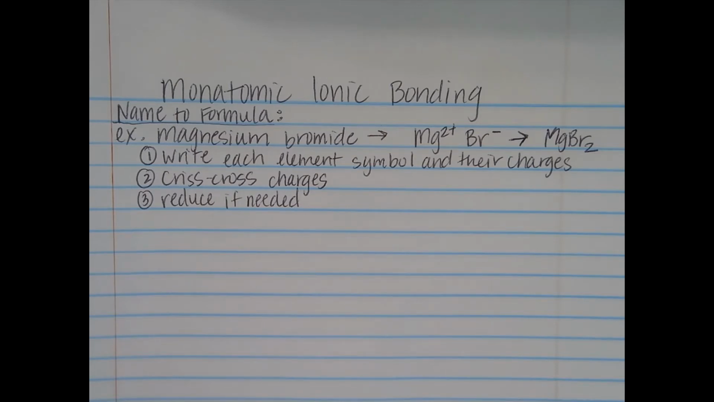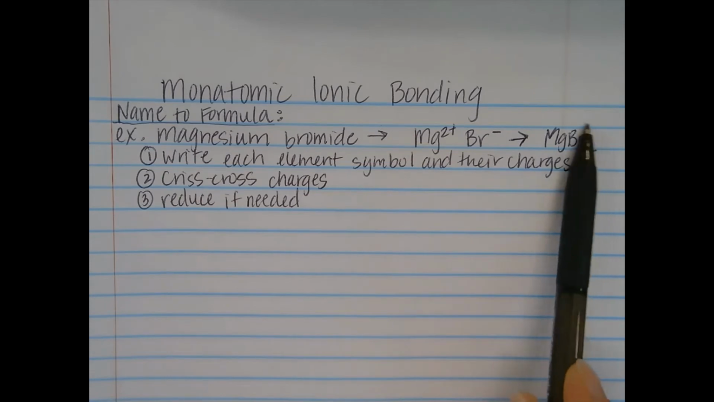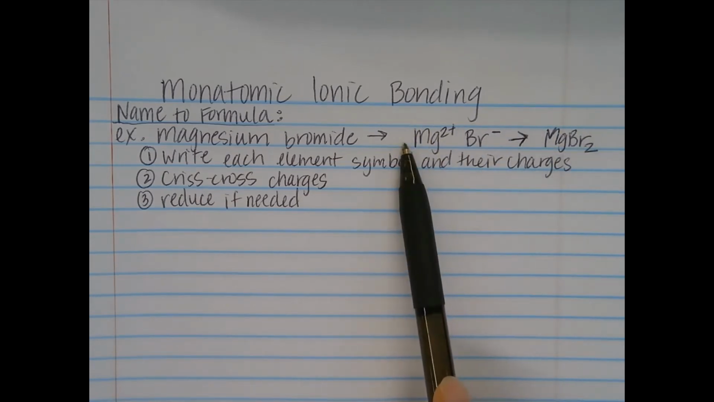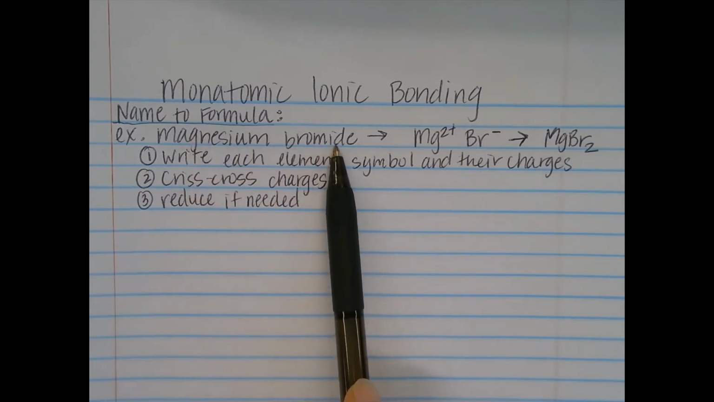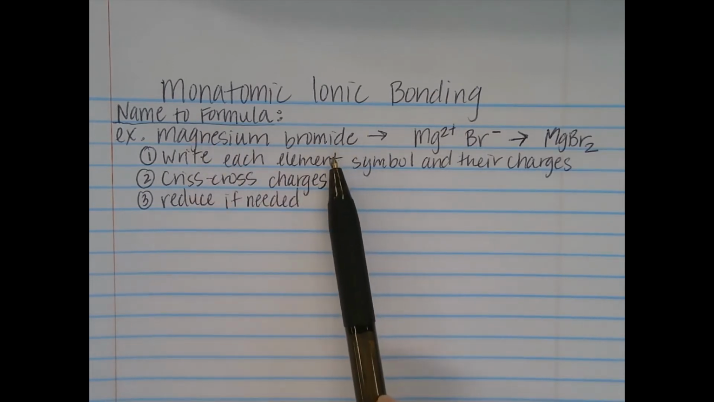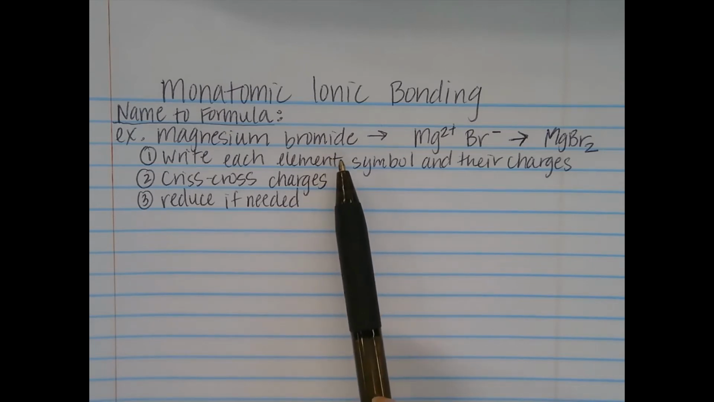So really, we already know how to do this. We learned how to do this last week. The new part is saying, well, how do I get this from a name? And the name just tells you what elements you're putting together. So instead of me saying, oh, you're going to combine aluminum and oxygen, you have aluminum oxide.